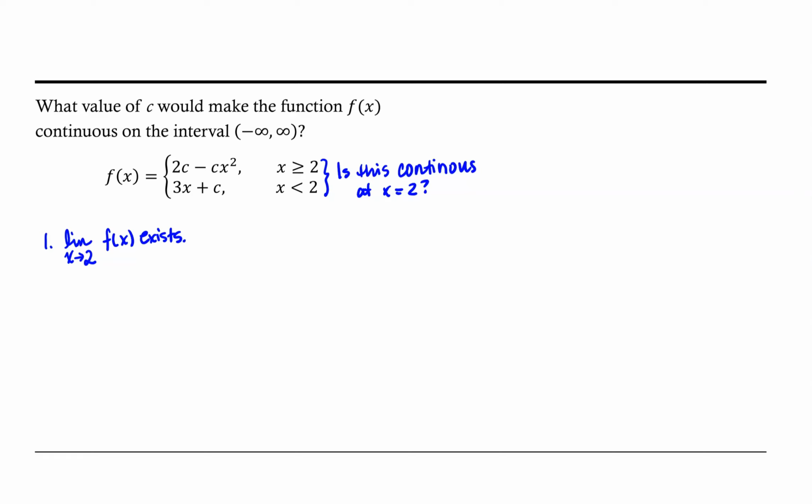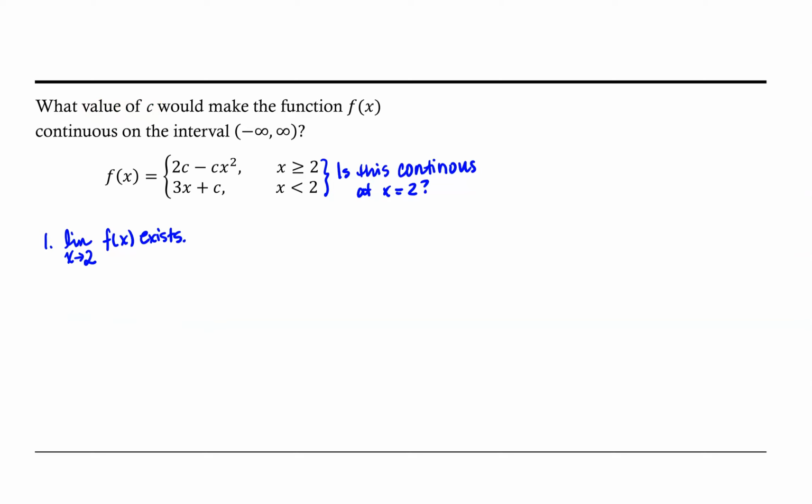Then we're going to have to consider whether f of 2 exists. And then the third criteria is to consider whether the limit as x approaches 2 of f of x actually equals f of 2. If we can satisfy all three of those for some value c, then we will have met the criteria for making this function continuous on the entire real number line.